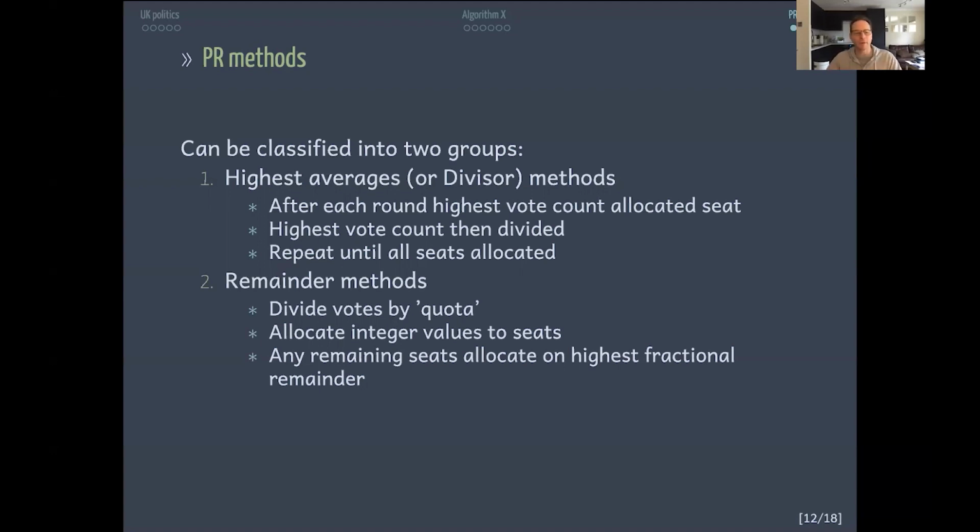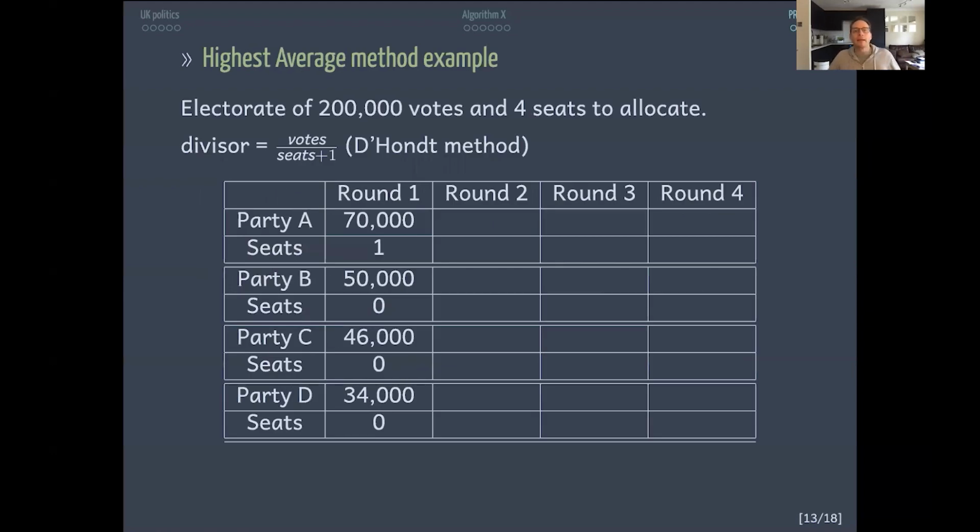I'll run through a few examples now because I think that might be a bit easier to understand. So let's imagine we have a scenario where we have an electorate of 200,000 votes and we have 4 seats to allocate. Party A has 70,000 votes, Party B 50,000, Party C and D 46,000 and 34,000 respectively. The divisor method here is the d'Hondt method.